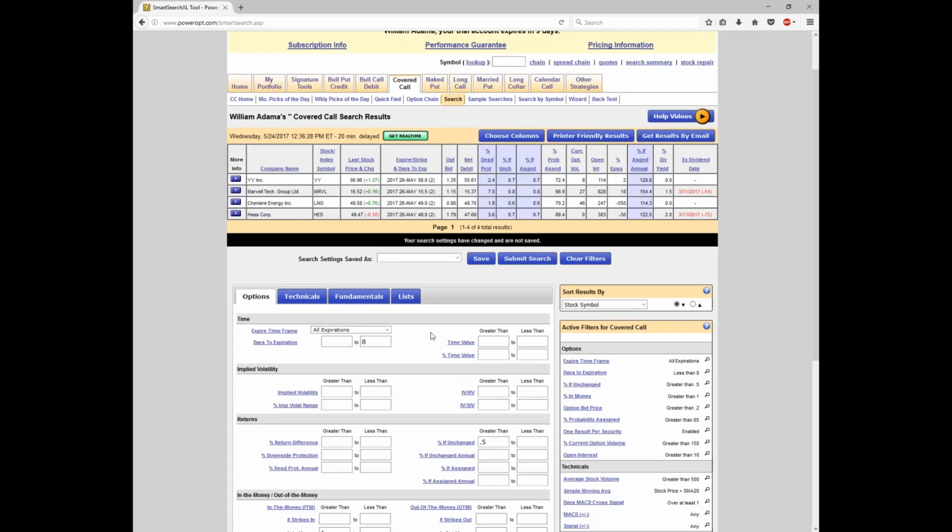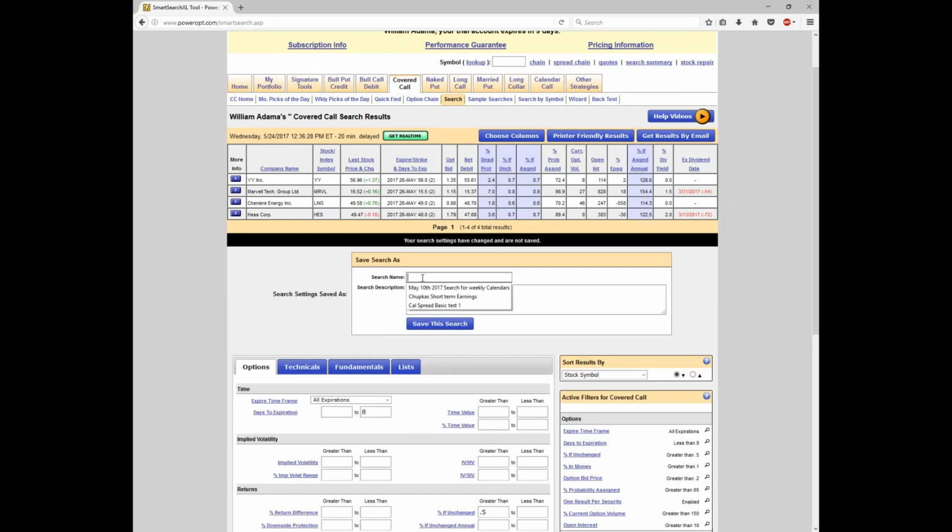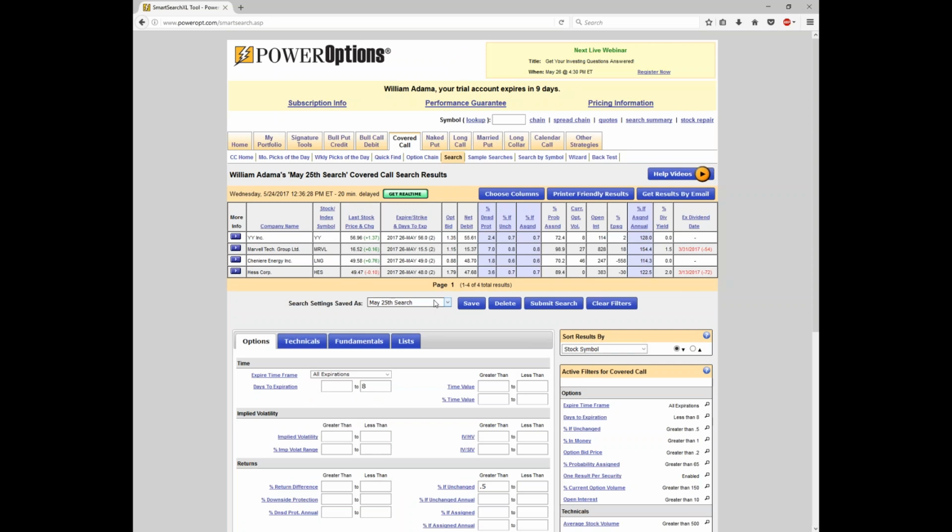And of course, once you've developed a search that matches your needs, that you're most comfortable with, you can just go ahead and click the Save button here and name your search, put in a description, and then click Save this search. So now, anytime you come into the covered call screen or whatever strategy, your saved search results will come up, and they'll be listed for you, but you can toggle between the default searches at any time or any of your other saved searches based on your needs.